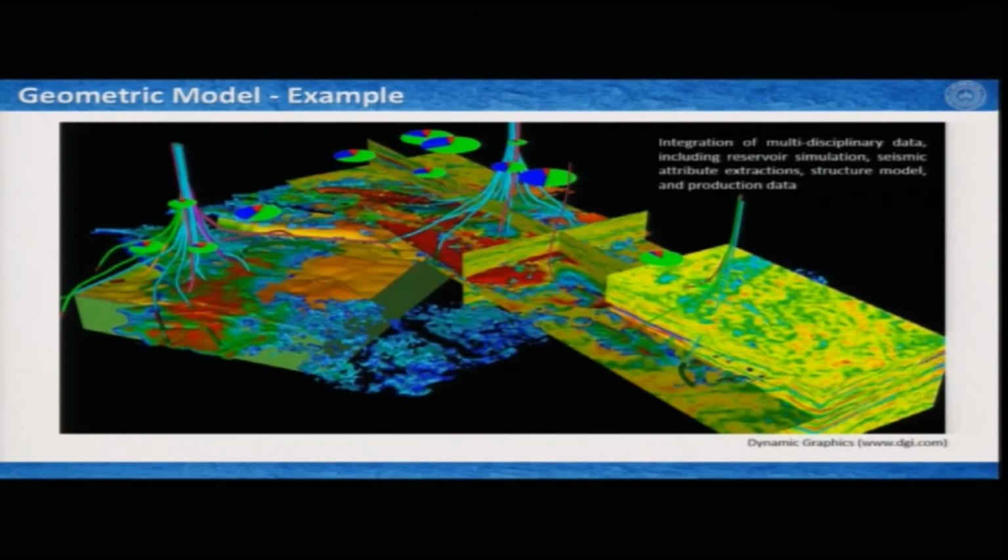The answer is yes. What we see here is integration of different sets of data. This is a computer generated image. It involves millions and billions of data. This is a hydrocarbon reservoir somewhere in the North Sea. I took it from the internet, so Dynamic Graphics is the website, you can go and check. What do we see here with this geometric model? These red patches that we see at different areas are oil rich areas.